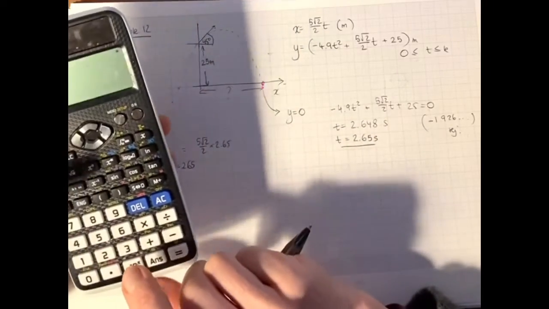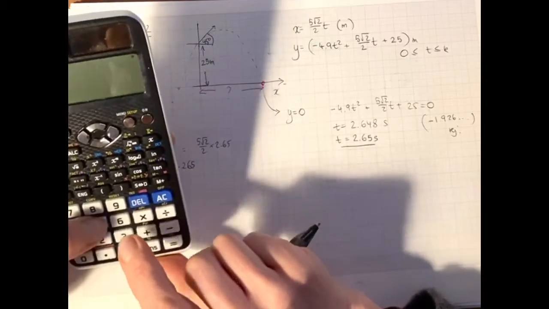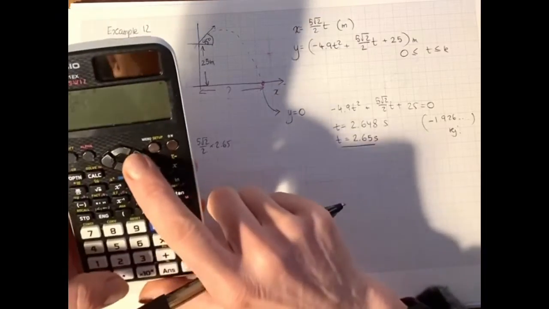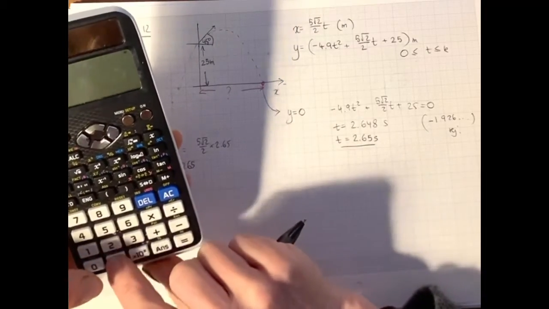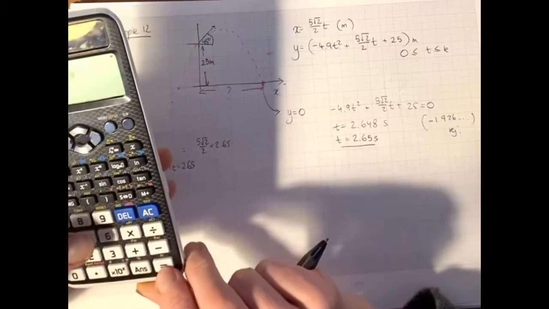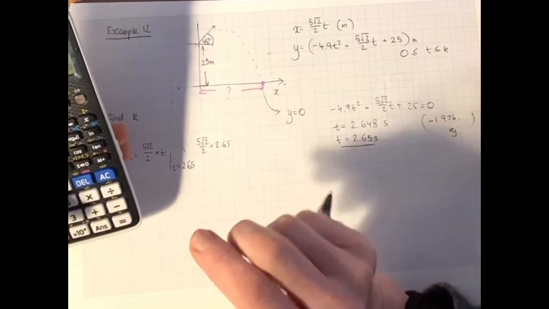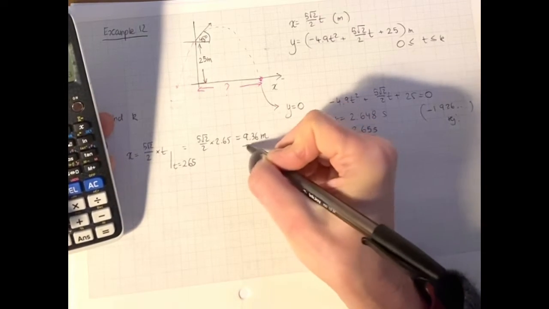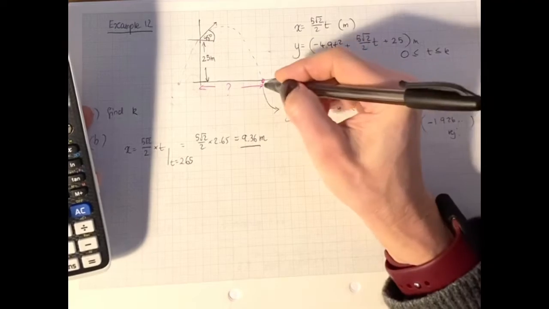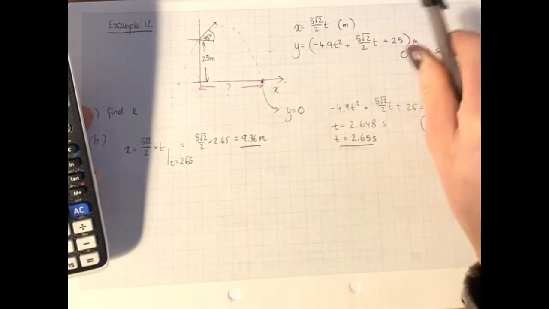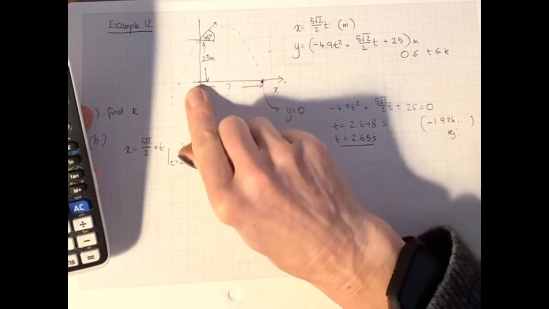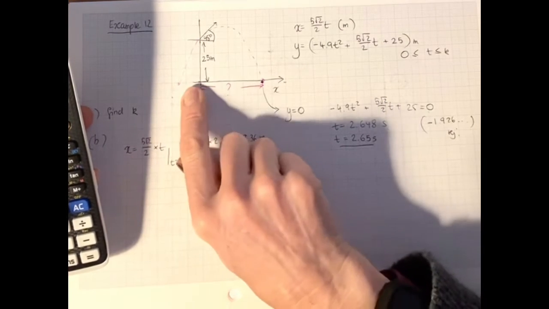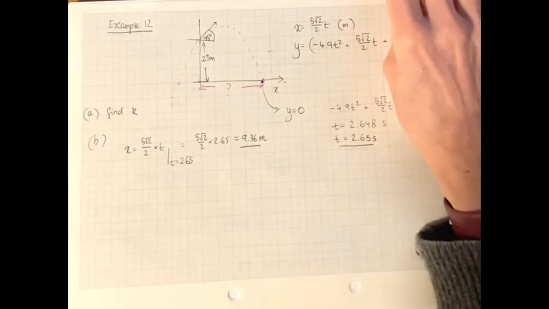So it's going to be 5 root 2 divided by 2 multiplied by 2.648, which is 9.36 meters rounded to 3 significant figures. So the displacement from the origin is 9.36, and the origin, well, y equals 25 and x equals 0 is the starting position.